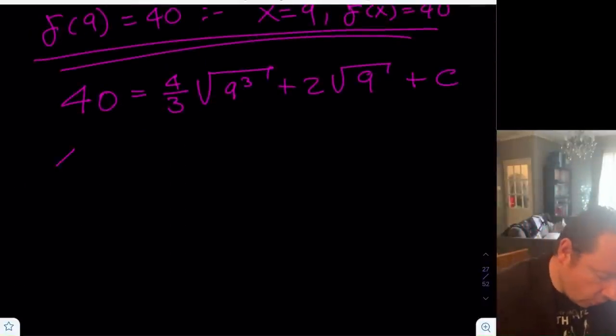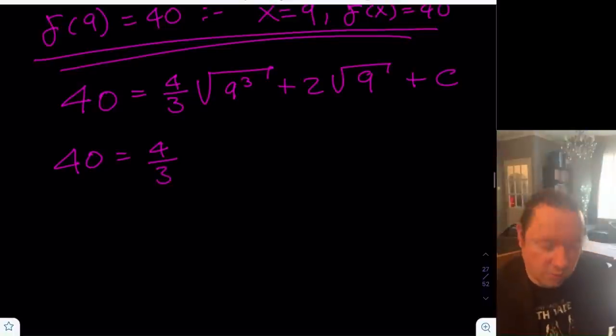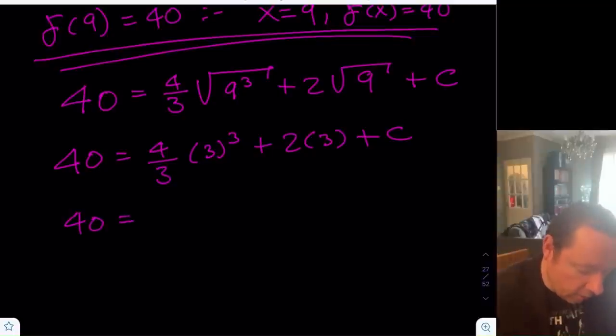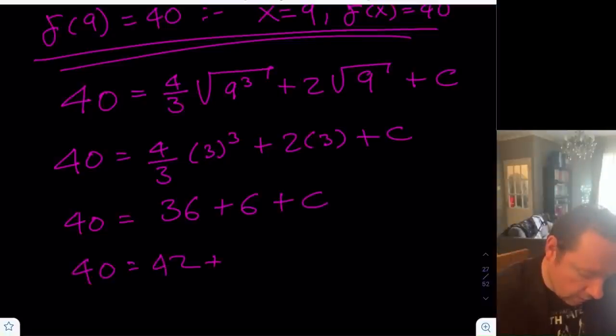So 40 equals 4 thirds. The square root of 9 is 3. So that gives me 3 cubed coming out. Plus 2 times 3 plus c. Now use a calculator anytime you want. 3 cubed is 27 divided by 3 is 9. 9 fours is 36. 2 threes is 6 plus c. So we get 40 is 42 plus c. And therefore c is equal to minus 2.